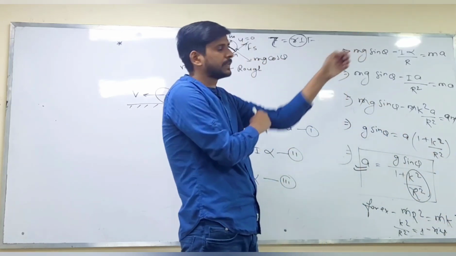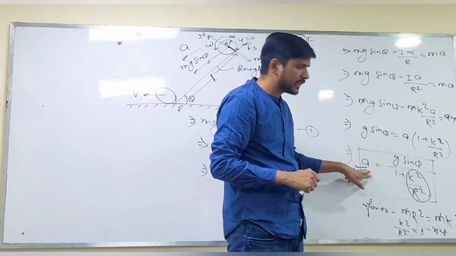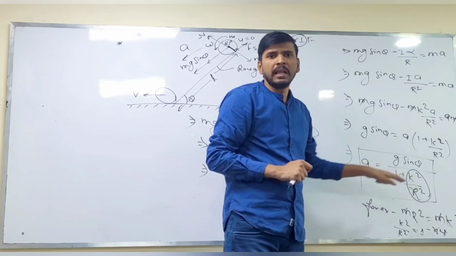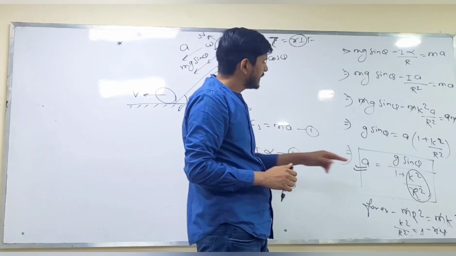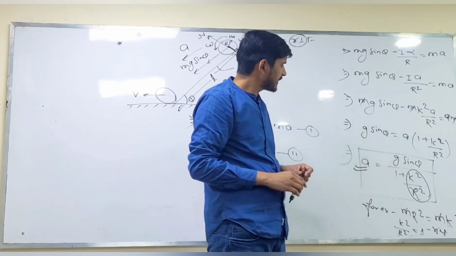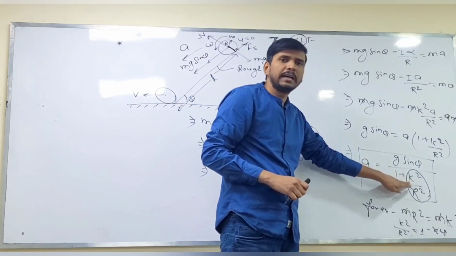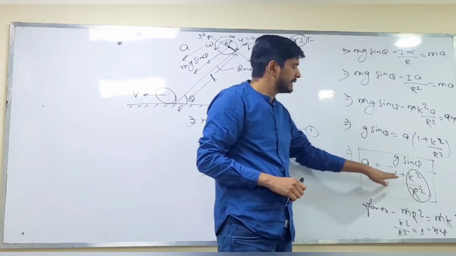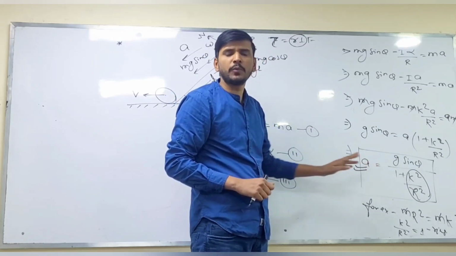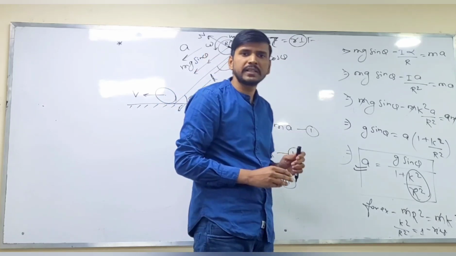This means acceleration only depends on the value of K, the radius of gyration, and for all rings the radius of gyration is the same, and for all disks the radius of gyration is the same, and for all spheres as well. This means the acceleration of all rings is the same. Acceleration of all disks is the same. Acceleration of all solid spheres is the same.